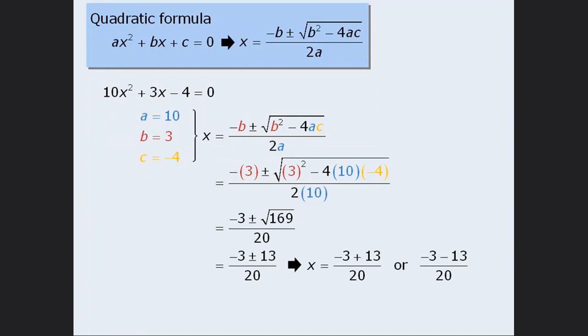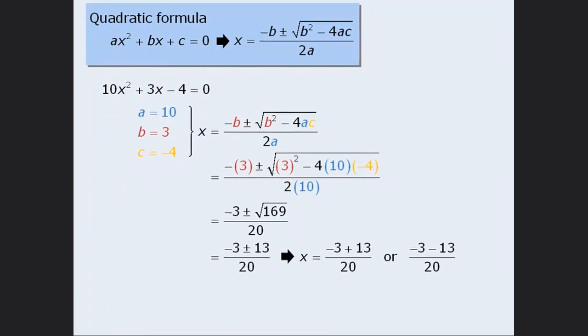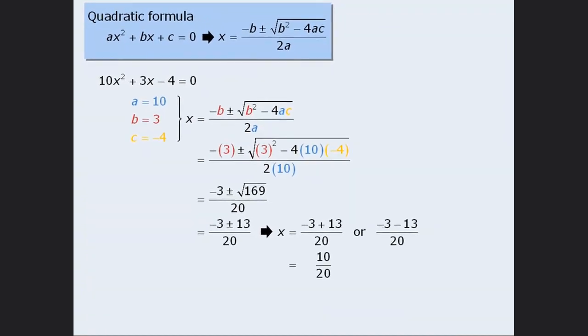Let's simplify the first one. Negative 3 plus 13 is 10, so we have 10 over 20, which is equal to 1/2. For the second solution, we have negative 3 minus 13, which equals negative 16, and negative 16 over 20 can be simplified as negative 4/5. So the two solutions to this equation are x equals 1/2 and x equals negative 4/5.